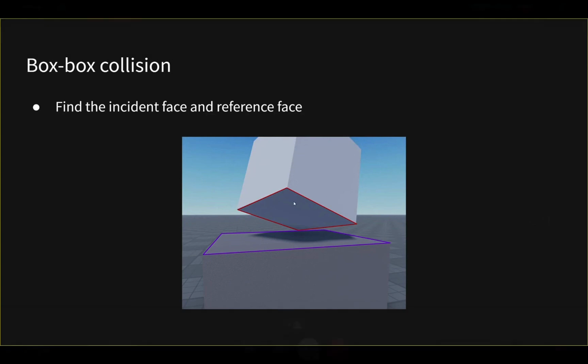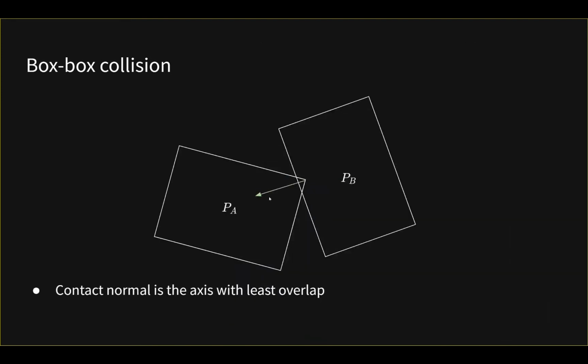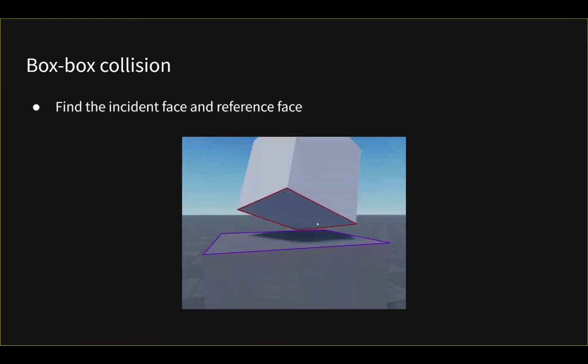So you want to identify what we call the incident face, which is the red one I've drawn here, and the reference face, which is the pink one right here. The reference face is orthogonal to the normal. So this would be the face that we're colliding against. Like in this scenario, this face here would be the reference face. And I know these two boxes aren't colliding, but it's just to make a point.